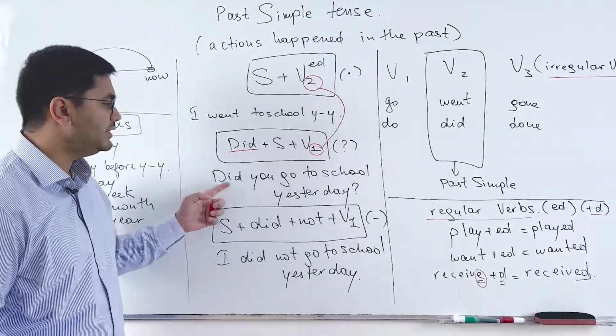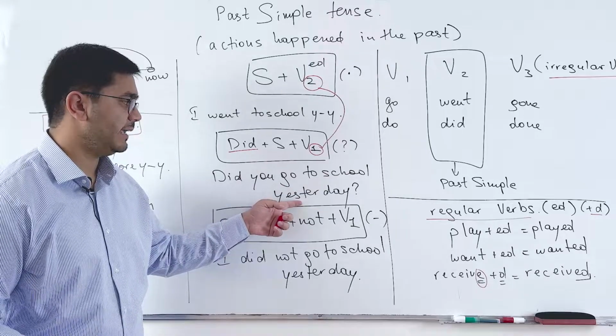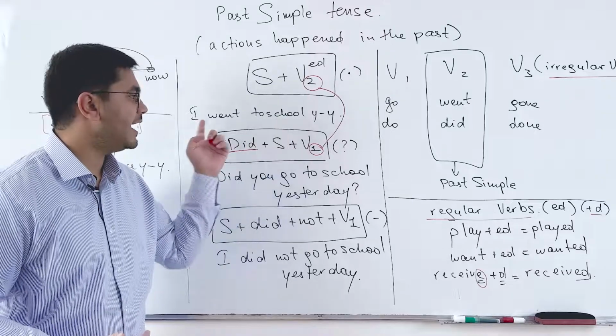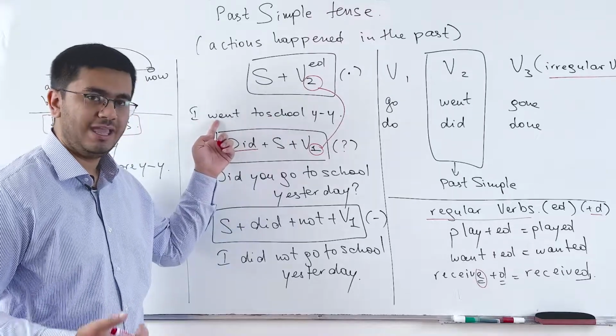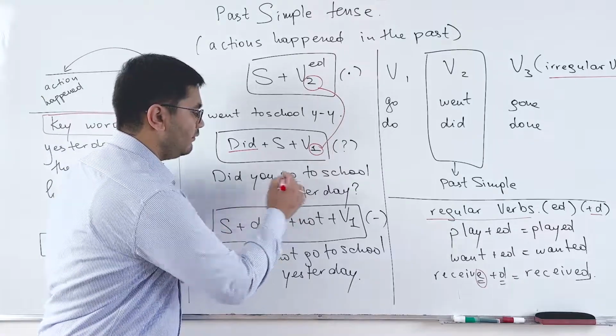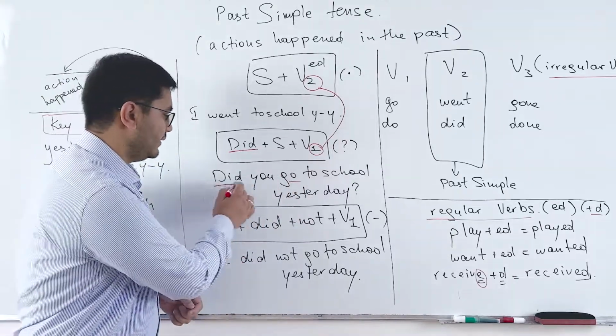So for example, did you go to school yesterday? If you paid attention here, I went to school. This is verb 2. And the question form, did you go to school? So go is verb 1 here because of did.